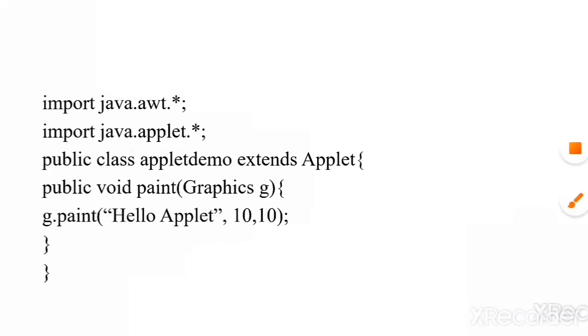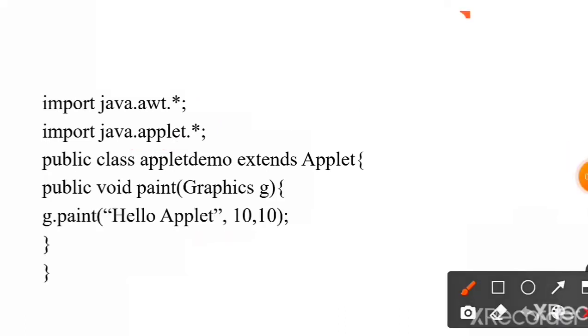Here is a simple applet program to print Hello Applet on the output screen. This program begins with an import statement. We have to import two packages, that is the AWT package and the applet package, into our current applet program, and then we create a class AppletDemo by writing public class AppletDemo extends Applet.